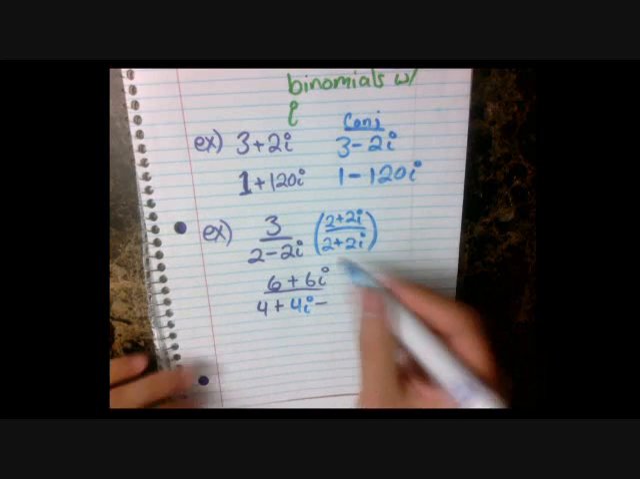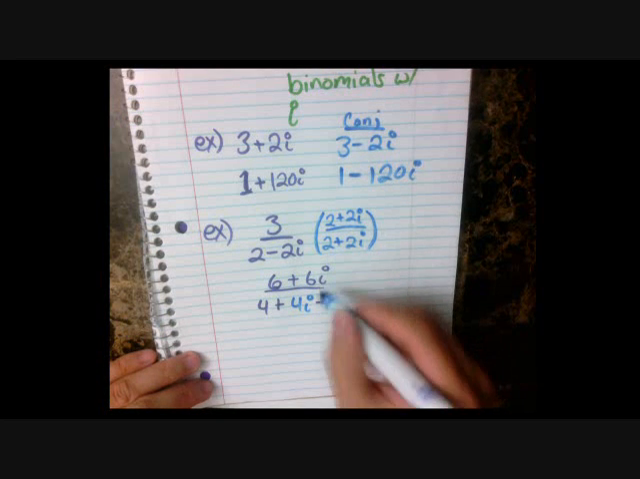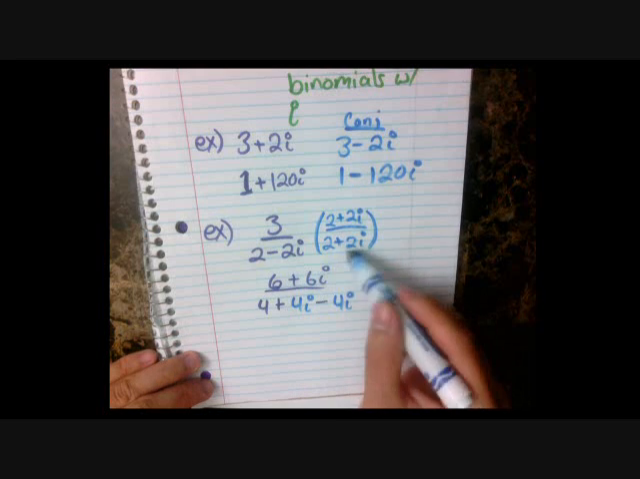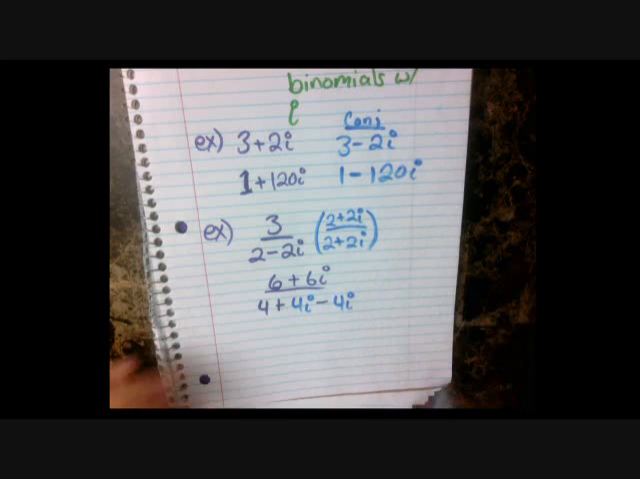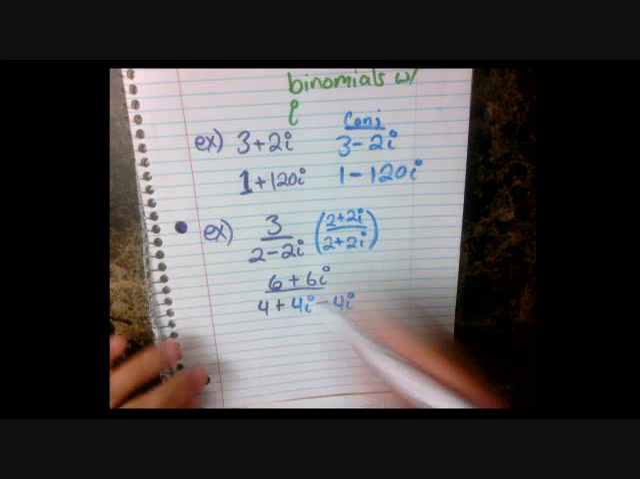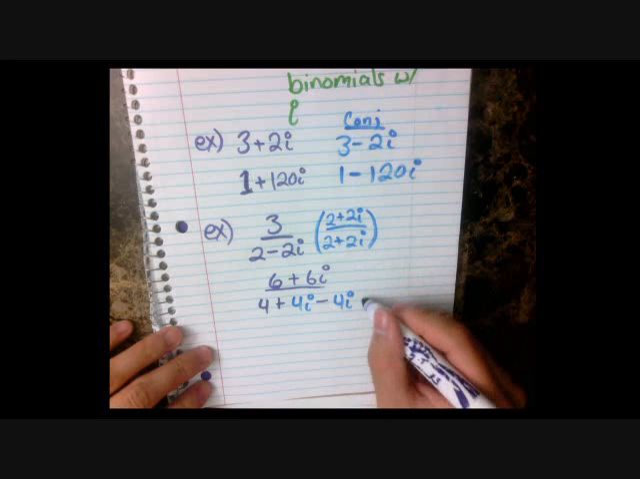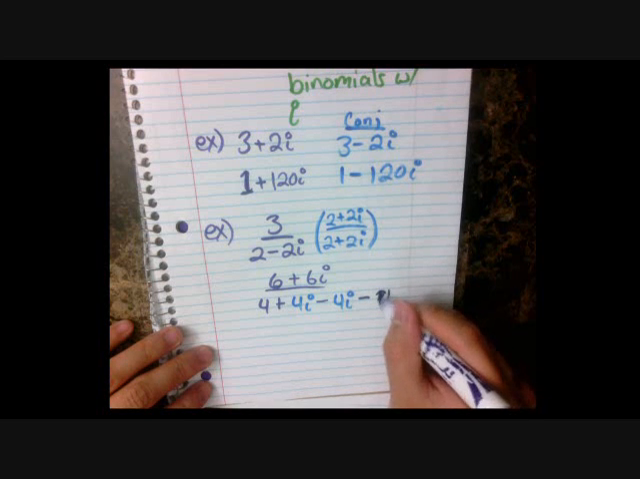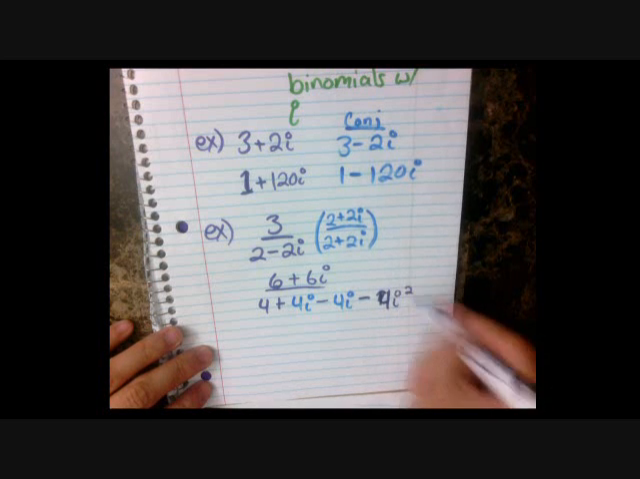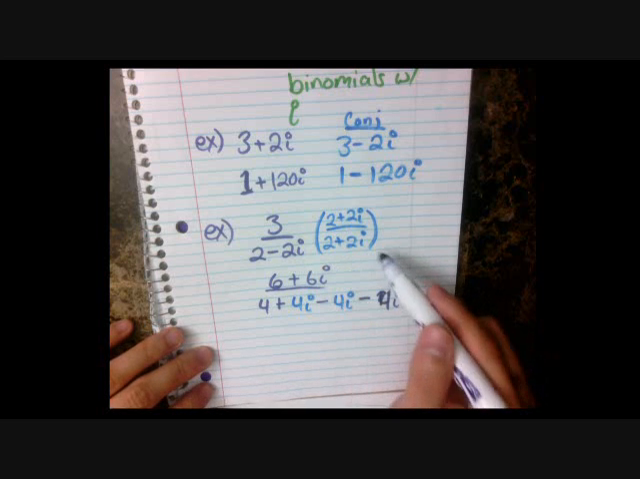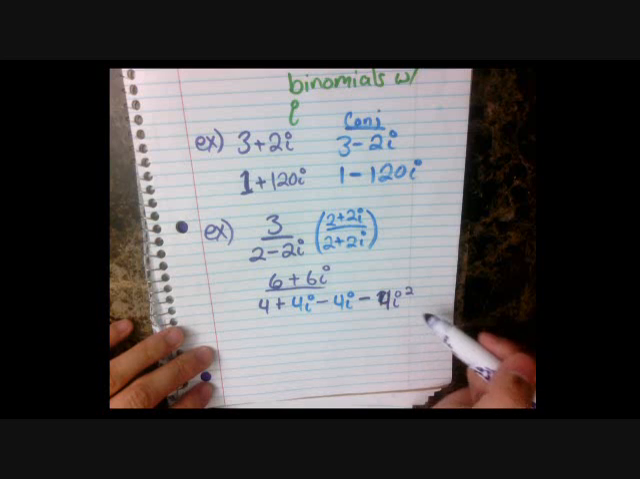Negative 2i times 2, so that's your inner terms, is going to give us a negative 4i. And then our last terms, negative 2i times positive 2i, gives you that negative 4i squared. That was really sloppy, but that's okay. Negative 2i times 2i is a negative 4i squared.